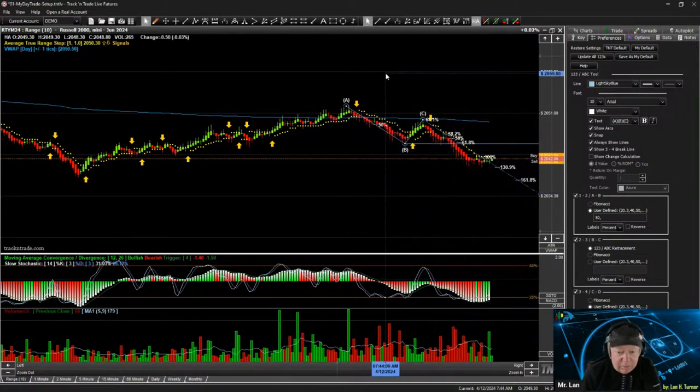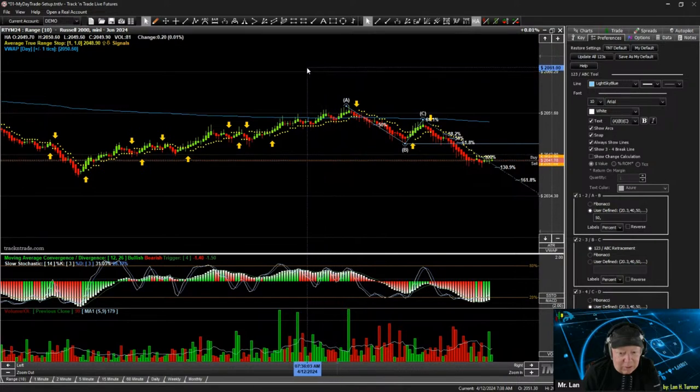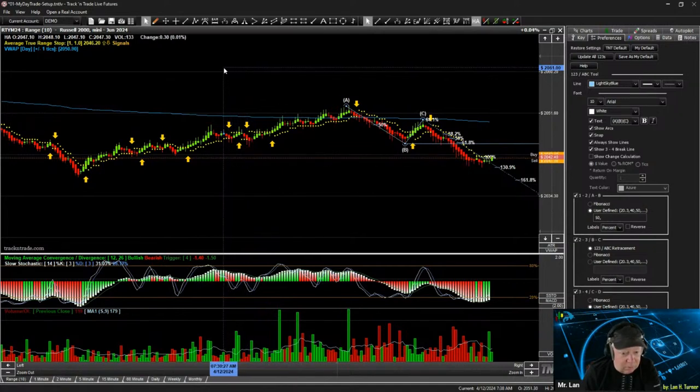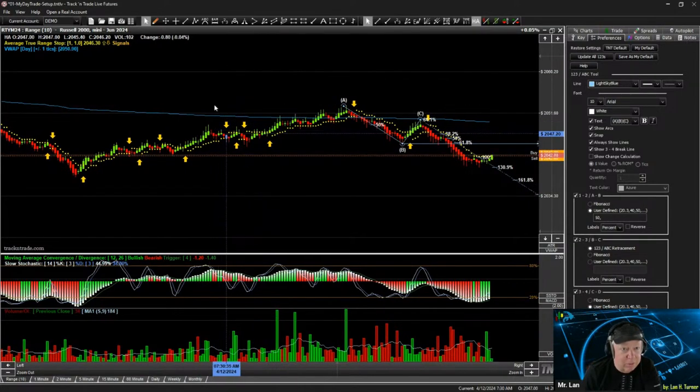Just as clean as could be. Where was our 7:30 bell? 7:30 was right back here. So this thing came in at 7:30. Where is 7:30? These are range bars, so one bar doesn't represent 1 minute. Oh, there was 7:30. That was our opening bell.